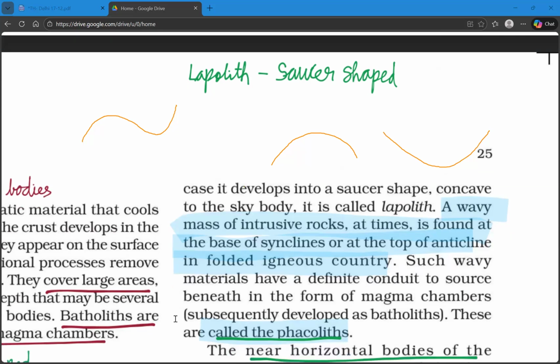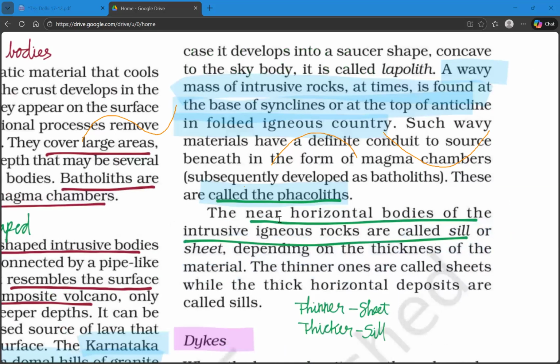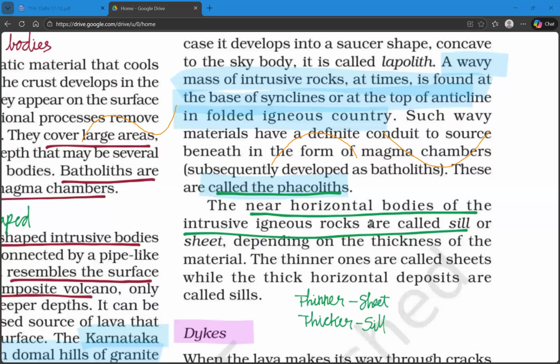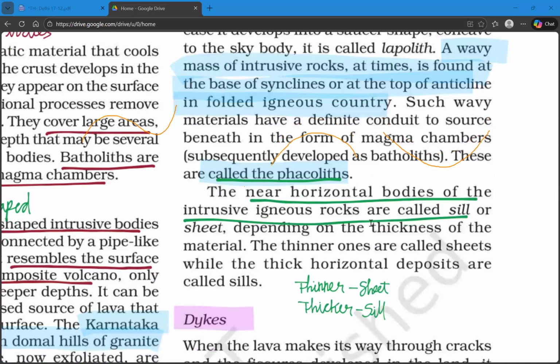And the next we have the near horizontal bodies of the intrusive igneous rocks, which are called sills or sheets depending on the thickness of material. The thinner ones are called sheets while the thick horizontal deposits are called sills.